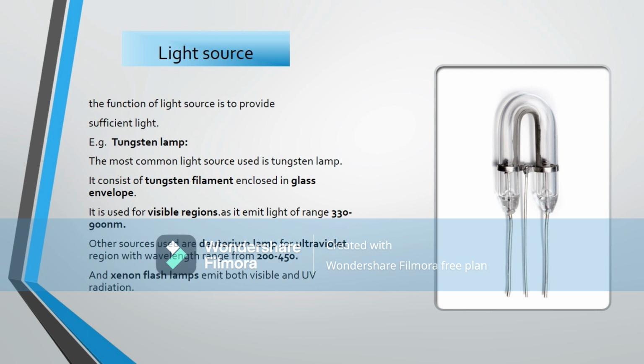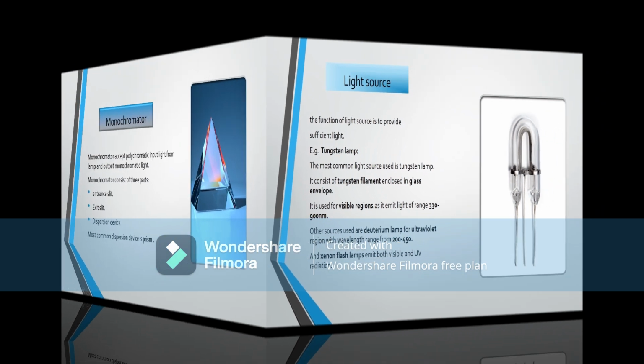Second one is a hydrogen or deuterium lamp. This is used for the UV region, and its wavelength ranges from 200 to 450 nanometers. The third one is xenon flash lamps. The light it emits falls in the wavelength region from 190 to 1000 nanometers. That conveys that it emits radiation for both UV and visible regions. Figure shows the xenon flash lamp.